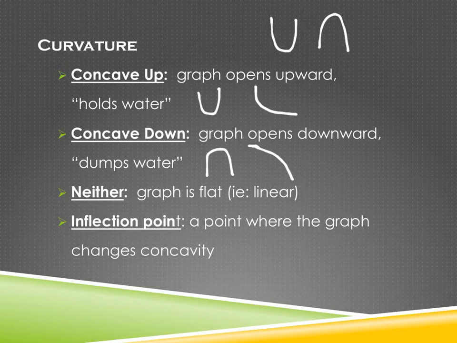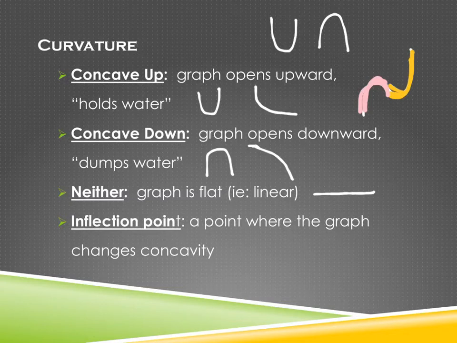Now, a graph that's neither is not one that changes. Okay, so like this graph has portions of it that are concave up, namely this part, and portions of it that are concave down, namely this part. Okay? And neither is actually a graph that doesn't do either of those things on that portion of the graph, and that graph would be flat, and it would be a line that's flat like this, constant. That has no curvature.